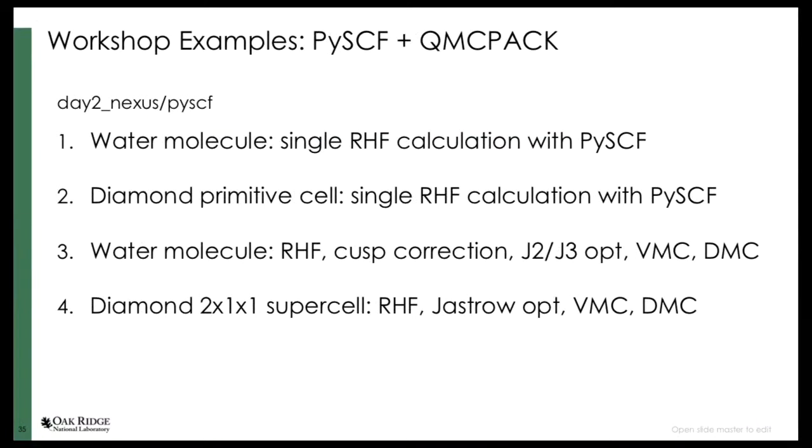In example 3, we expand on example 1, now adding what you need to do more or less production quantum Monte Carlo for this system. So adding electron-nuclear cusp corrections to the Gaussian orbitals, 2-body Jastrow optimization followed by 3-body Jastrow optimization, VMC and DMC. Then in example 4, going back to the diamond supercell. So this is just a small 2x1x1 tiled supercell, but adding the steps needed to do Jastrow optimization, VMC and DMC. And it's different basically in the k-points that are needed in PySCF to get that supercell.